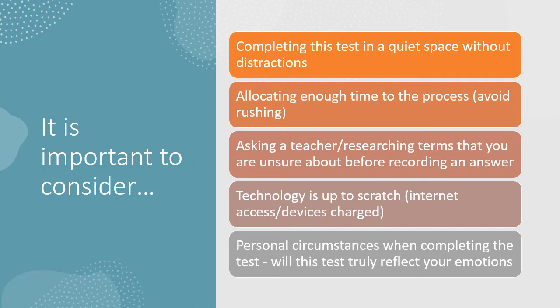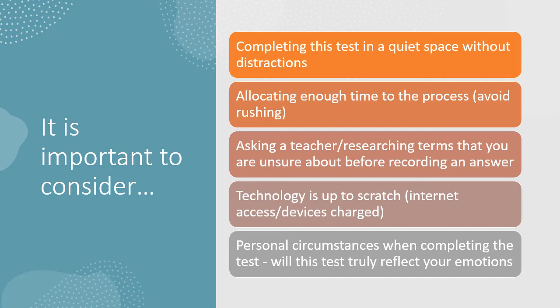Another thing that we have spoken about in the past is your technology. Is it up to scratch? Something that was in the benefits and limitations table is access to the internet, but it could also be as simple as having devices charged to ensure that the process goes smoothly and it doesn't cut out in the middle of the data collection process.